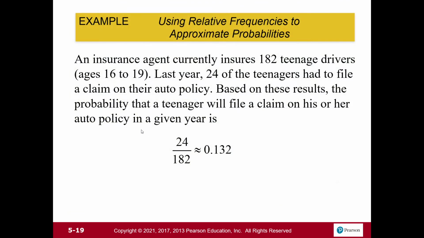So we'll do an example. It says an insurance agent currently insures 182 teenage drivers. Last year, 24 of the teenagers had to file a claim on their auto policy. Based on these results, the probability that a teenager will file a claim on his or her auto policy in a given year is 24 out of 182. And this is roughly 0.132, and that's what we got. So this is like the empirical probability.